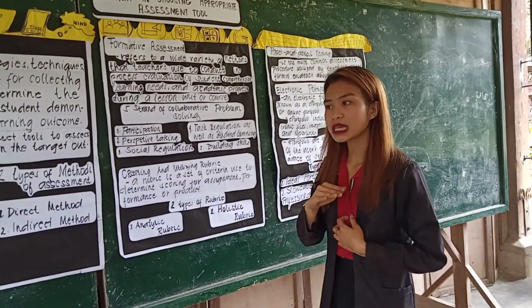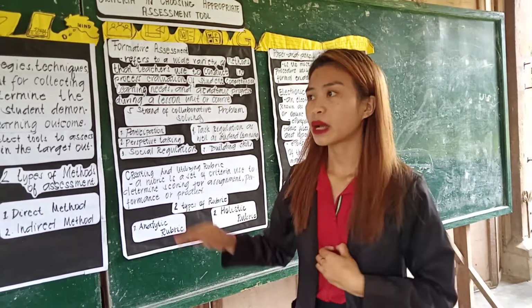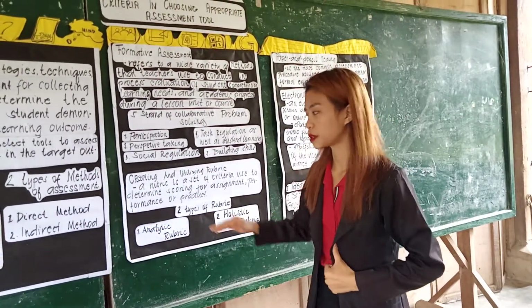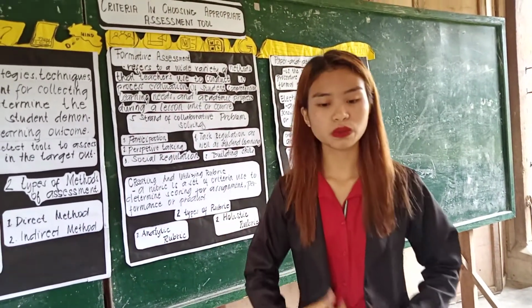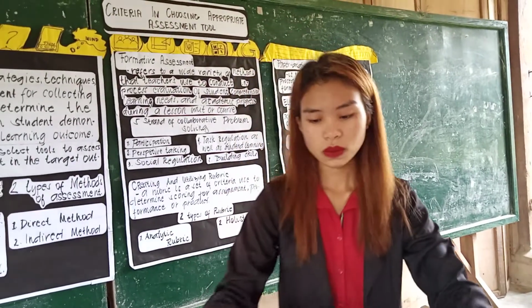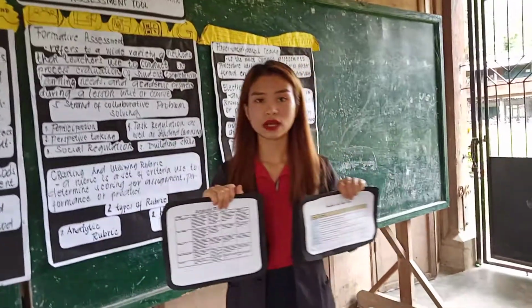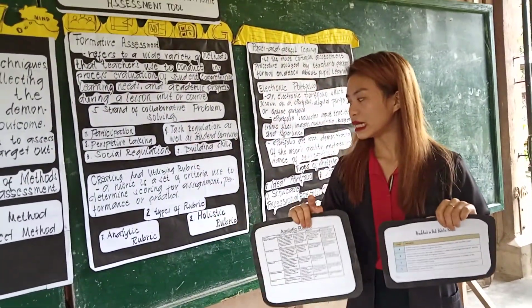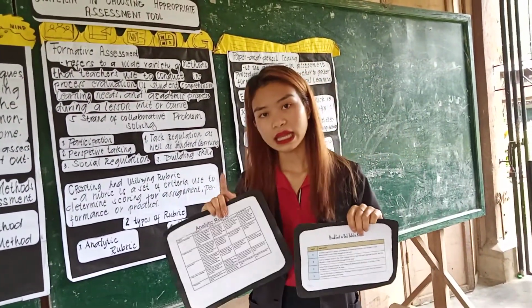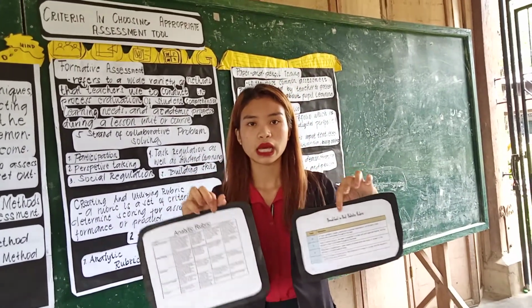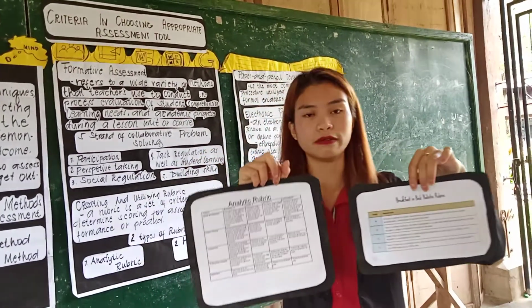And to assess learning of the student, meron tayong dalawang types of rubric. Ang dalawang type ng rubric is the holistic rubric and the analytic rubric. Number 1, the analytic rubric, and the second is holistic rubric. Look at the difference of the two.